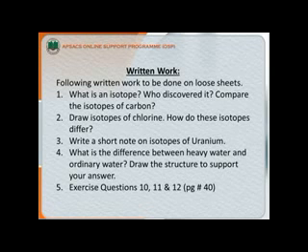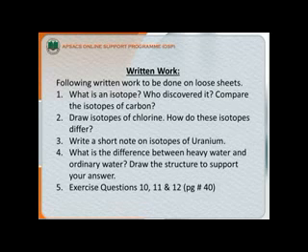What is the difference between heavy water and ordinary water? Heavy water is a water that contains deuterium in place of hydrogen, while the ordinary water or normal water is a water that contains protium or hydrogen 1. Draw the structure to support your answer. You can draw Bohr's structure of both the isotopes, that is deuterium and the protium.